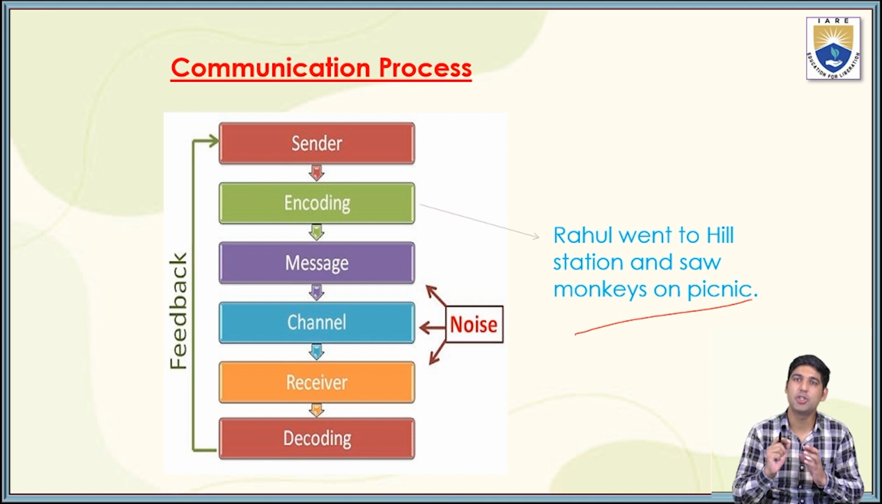Before encoding a message, you need to know your reader, you need to know your receiver first. So you need to encode your message in such a way that your receiver may decode it in a proper way. It should not be like this: you want to say, Rahul went to hill station on picnic and he saw monkeys there. But unfortunately, your receiver interprets the message like this, Rahul went to hill station and he saw their monkeys, they were on picnic.